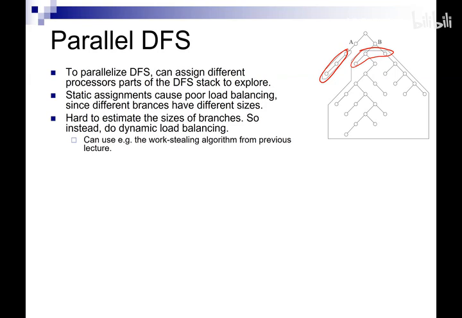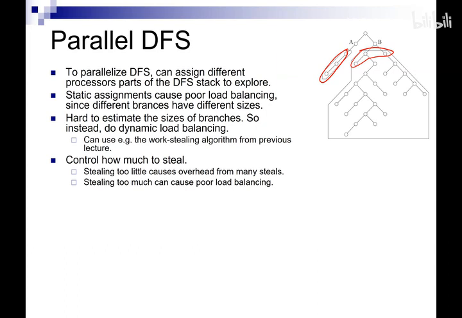Instead, we're going to do dynamic load balancing. Dynamic load balancing says that even if you made a bad load balance decision in the beginning, once you start to expand this B part and you see that there are many nodes over here, then you're going to readjust your load balancing. You're going to give some of these nodes back to the first process. So how do you do this dynamic load balancing? Well, remember that we talked about this algorithm called work stealing.